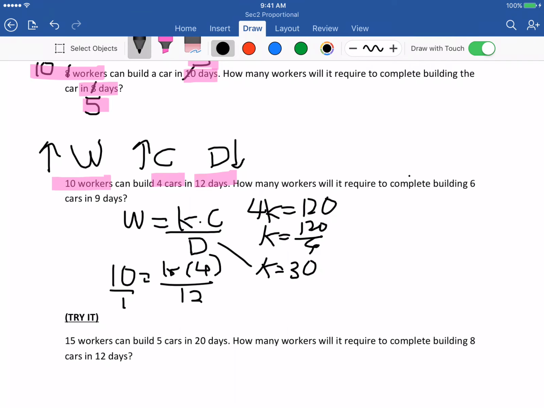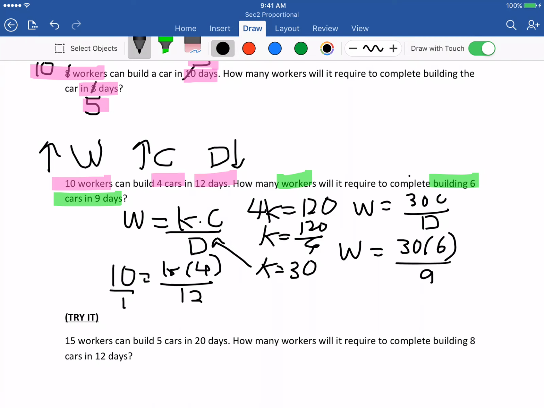Sub this one back into your equation. So your equation will read as W equals to 30 C over D. The question asks you, how many workers are required to build 6 cars in 9 days? So replace C by 6 and D by 9. So W equals to 30 bracket 6 over 9. Okay, the calculated answer will just be 20 workers.